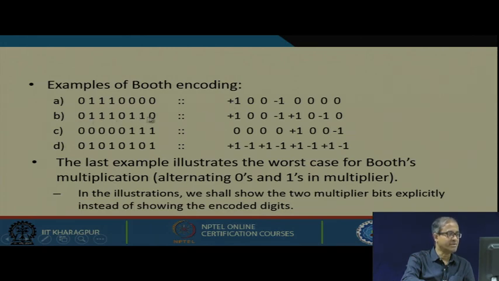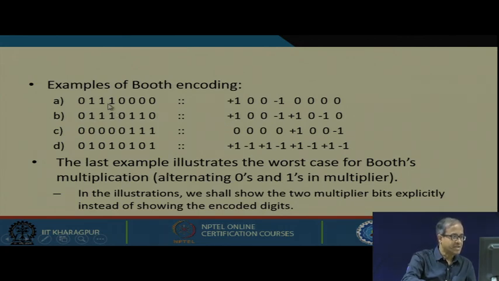Another example, the last two bits are 0, 0, that is 0. 1, 0 is minus 1. 1, 1, 0. 0, 1 is plus 1. 1, 0 is minus 1. 1, 1, 1, 1, 0, 0, last 0, 1 is this.